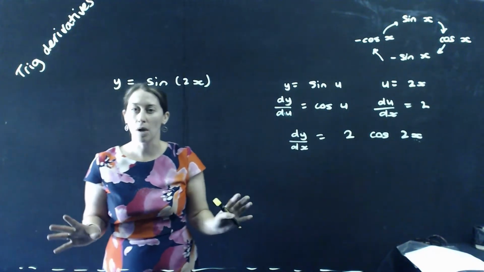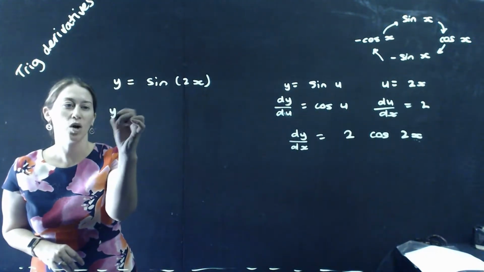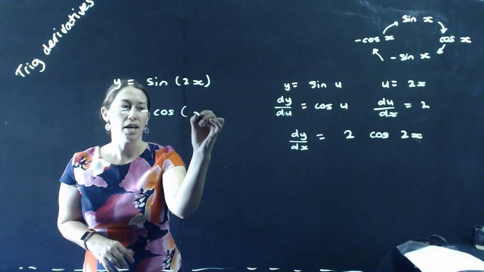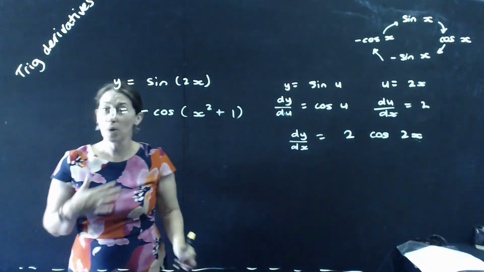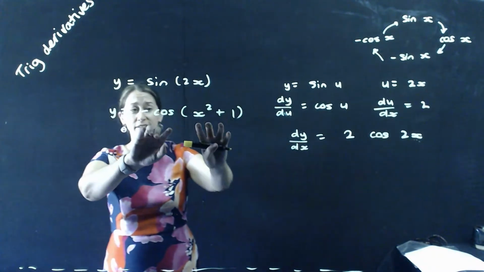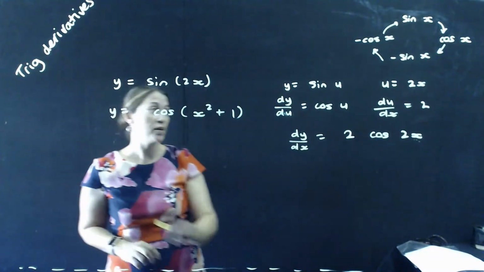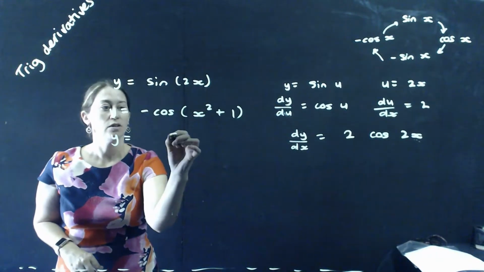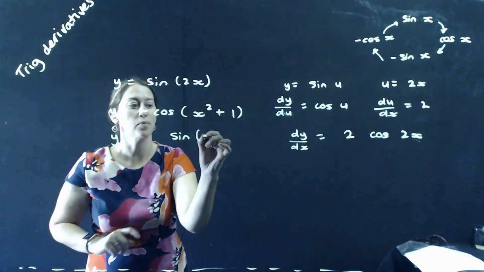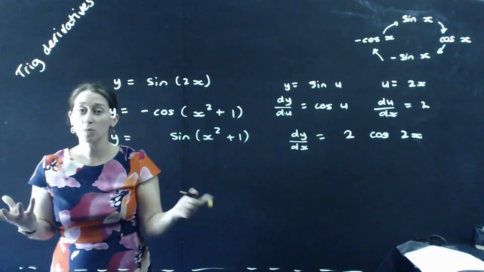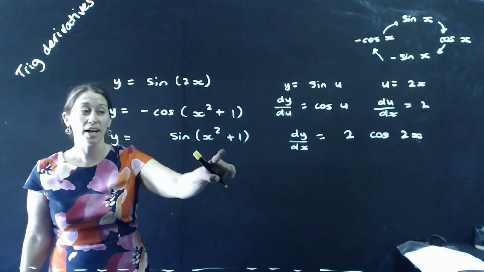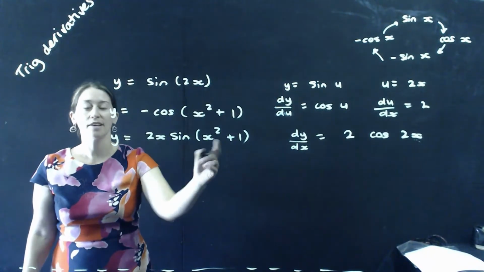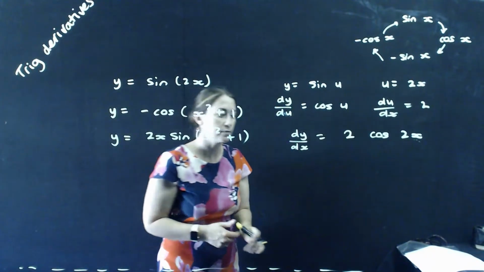Let's apply that to some other things. What about if we let y equal negative cos of x squared plus 1? Applying what I've just said, we treat this as our variable here. Negative cos, when differentiated, goes to sine. So I'm going to have a positive sine of this, because this is our pretend variable. And then we need to multiply the whole thing by the derivative of this bracket, and the derivative of this is 2x. So we have 2x sine of x squared plus 1.